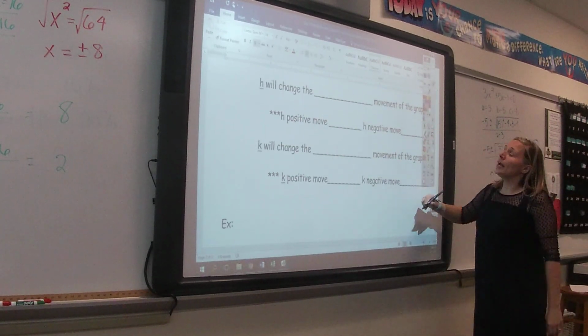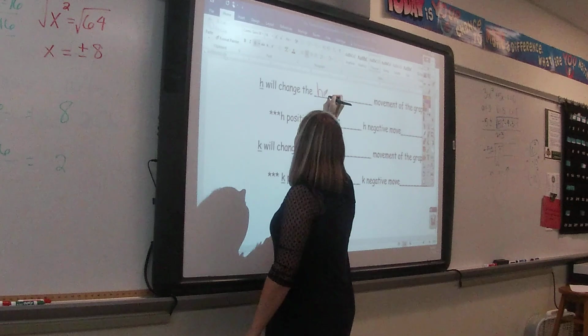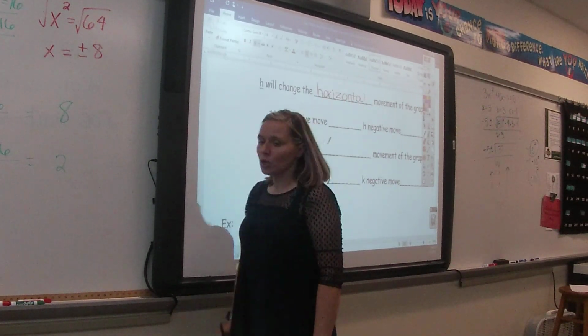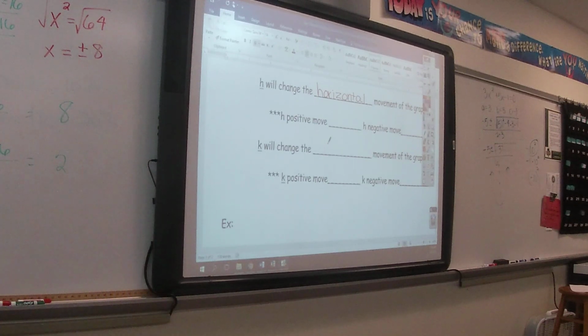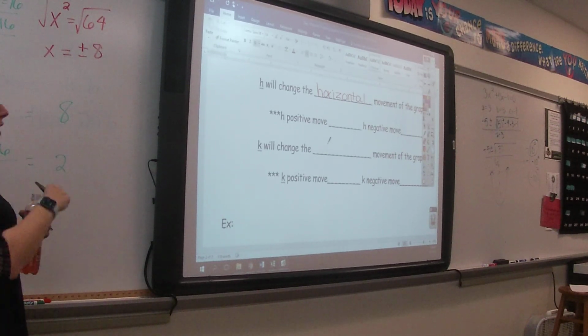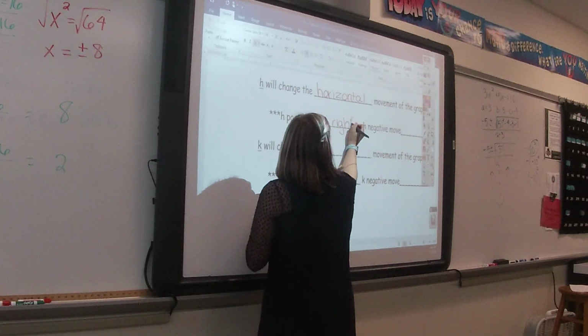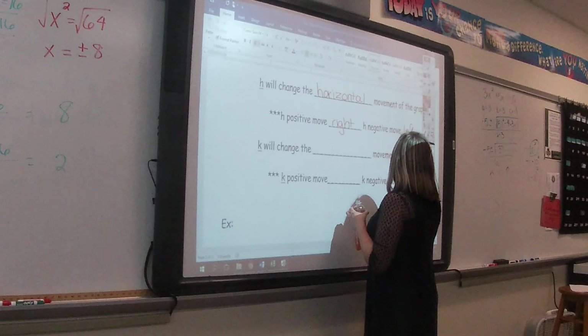H is going to change the horizontal movement. Is that why it's called H? Good question, I don't know. It makes sense that it would be, but the problem is that K changes our vertical, and that's not a V. If H is positive, we are going to move right. And if it's negative, we'll move left. That makes sense for what it is.